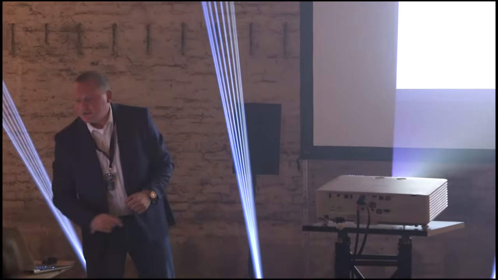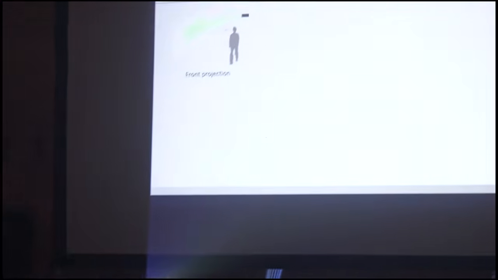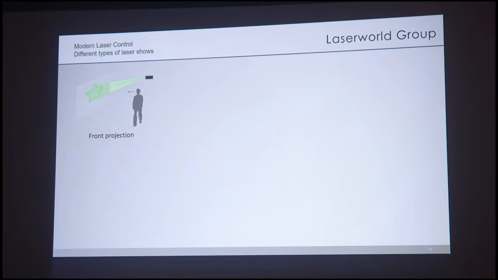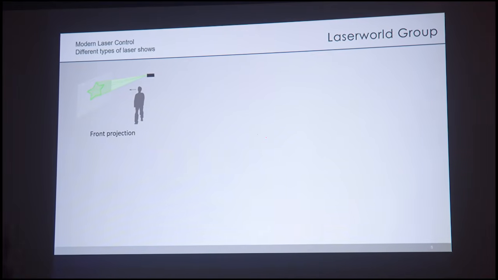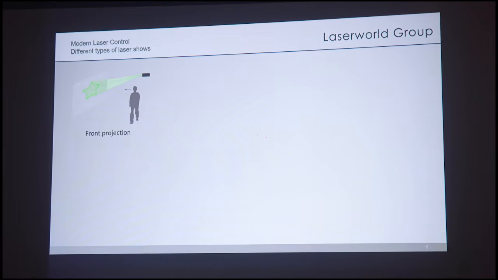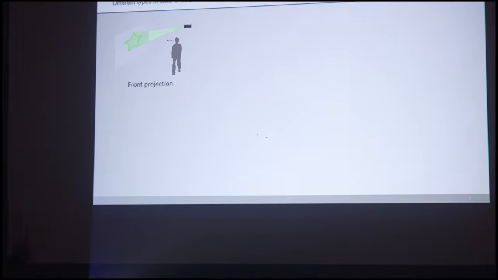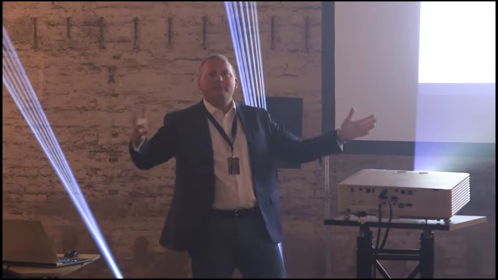Let's have a look at the different types of laser shows. First of all, we have the typical front projection. That means we have a projection towards a surface that can be like a screen like here. We can project with a laser towards the screen. We can also project towards a sculpture, like have a projection onto a sculpture. We can have a projection towards a building, a mapping.